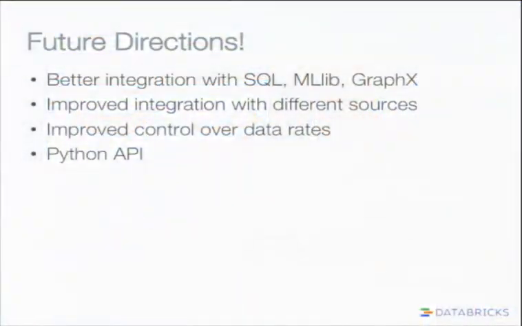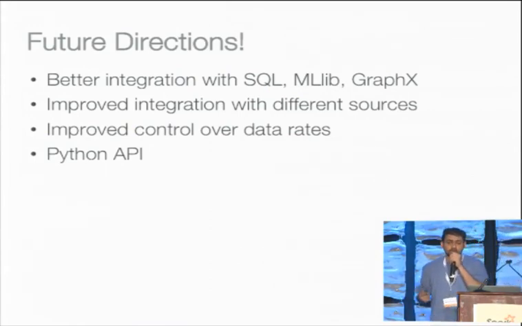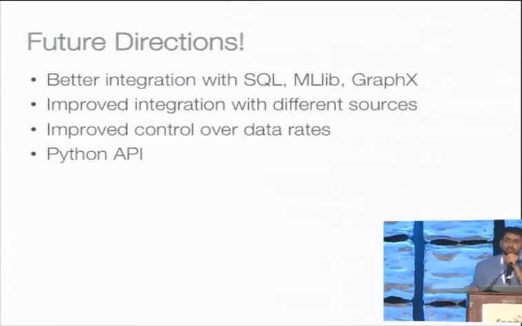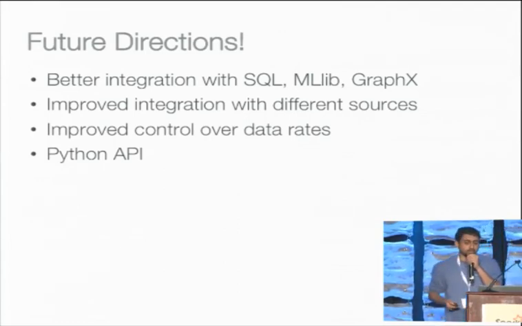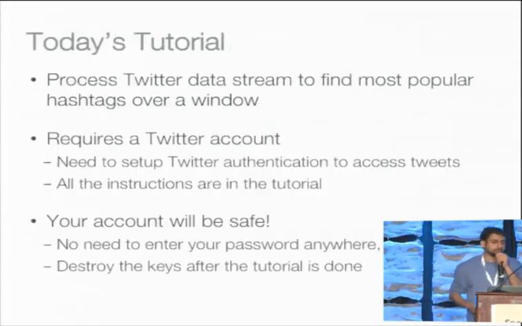Anyways, to wrap up, where are we going in the future? In the future, we are planning for better, tighter integration with SQL and with MLlib. We are planning to have online prediction algorithms right out of the box in MLlib. GraphX, Ankur later might talk about it. We are also planning further improved integration with different sources like Amazon Kinesis, etc. Improved control over data rates so that you can control your streaming program a lot better, and of course the Python API, which I touched upon earlier.